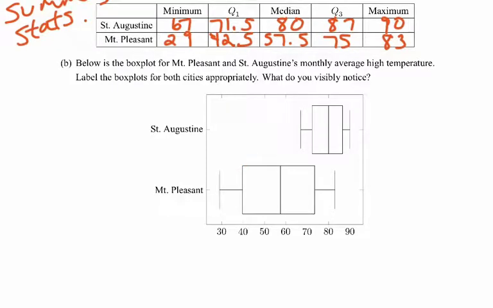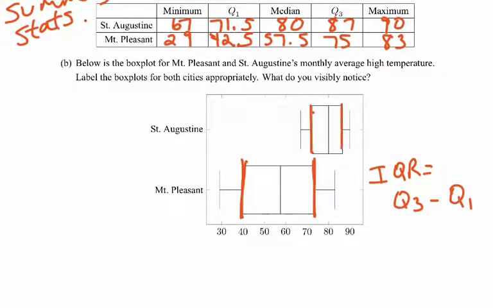Well, hopefully you notice that the spread is much larger for Mount Pleasant. So the box itself, how far apart the box is. Remember what the IQR was in the last section. The IQR, remember, was the difference between Q3 and Q1. So if you're looking at a box plot, that's visually how wide is the box itself. So you can see that the spread for Mount Pleasant is a lot wider than the spread for St. Augustine. So we can say Mount Pleasant has a larger spread.